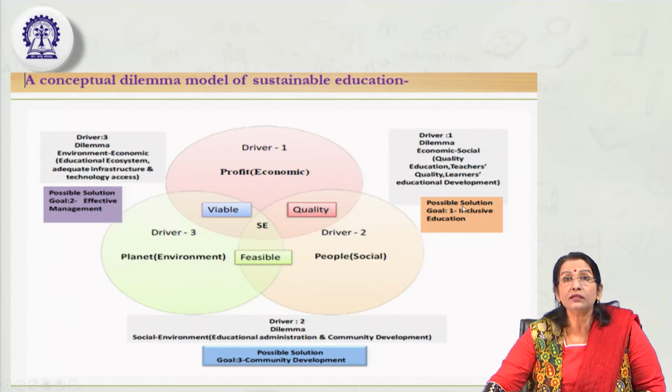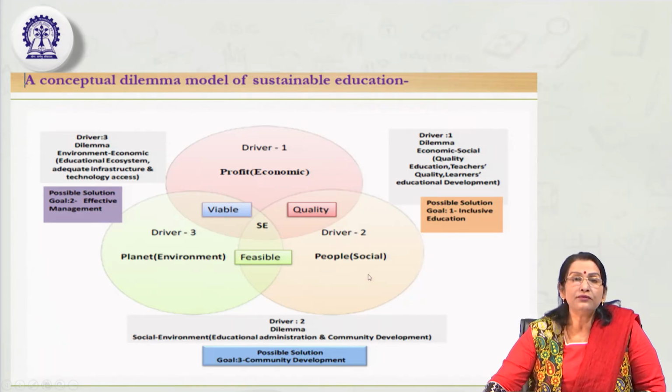So, here the possible solution is that if we can establish a very good system of inclusive education, where teachers, students and other stakeholders are directly or indirectly benefited efficiently, then this is the possible solution, and one objective of sustainable education can be achieved.